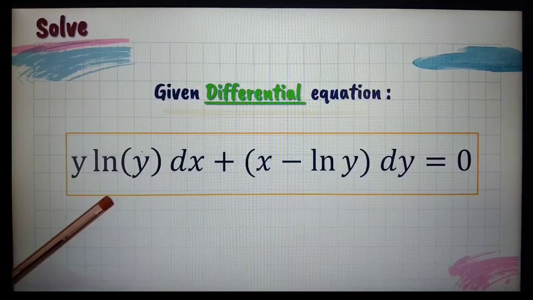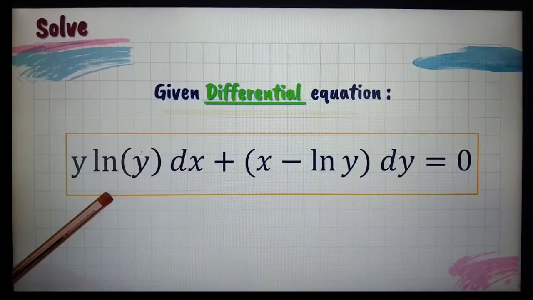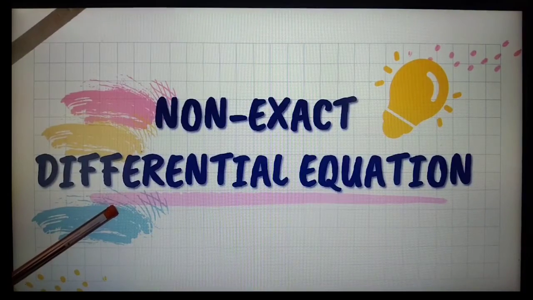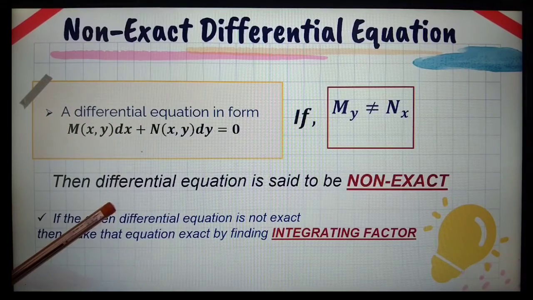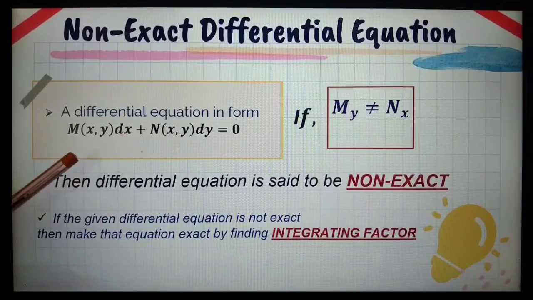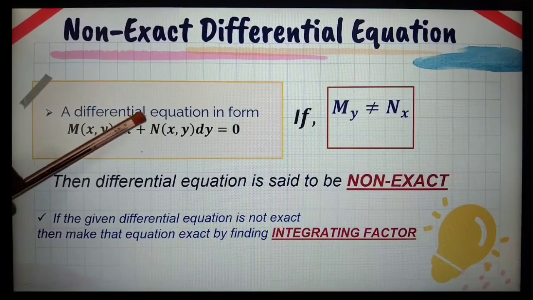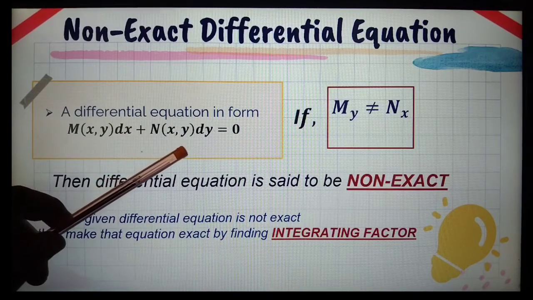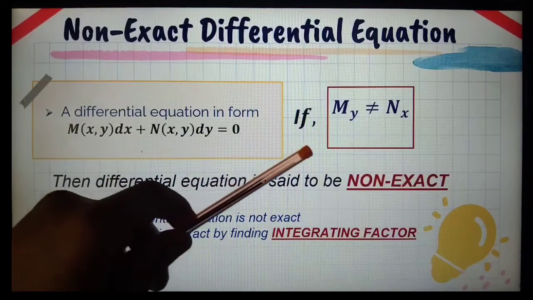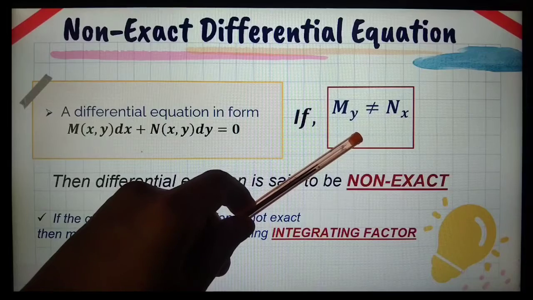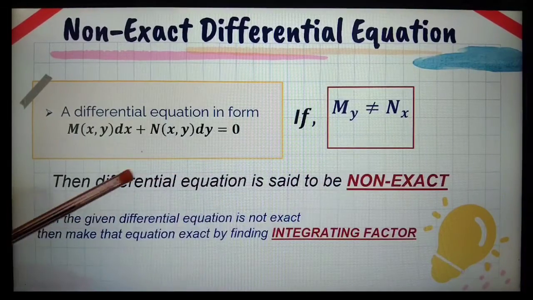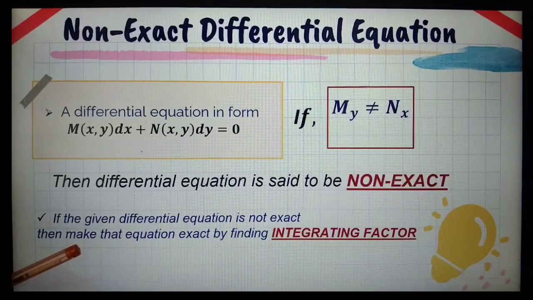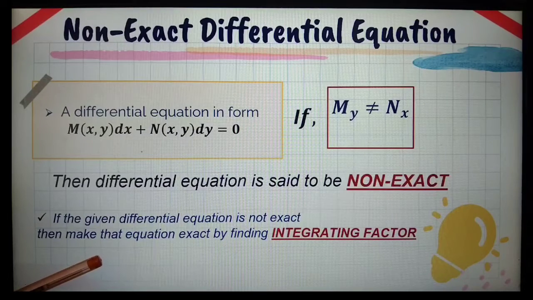Before I proceed in solving the given differential equation, let me do a recap in solving this type of differential equation, which is a non-exact differential equation. So, how do we identify a non-exact differential equation? A non-exact differential equation is a differential equation in the form M(x,y) dx plus N(x,y) dy equal to 0. If the partial derivative of M with respect to y is not equal to the partial derivative of N with respect to x, then the differential equation is said to be non-exact. If the given differential equation is not exact, then make that equation exact by finding the integrating factor.